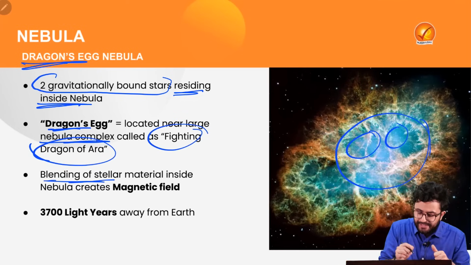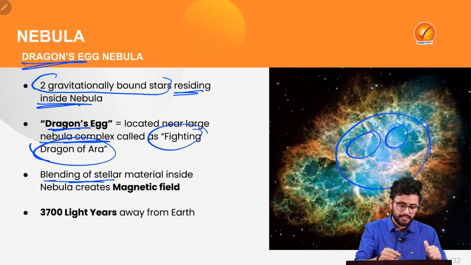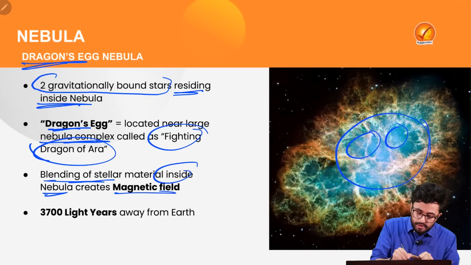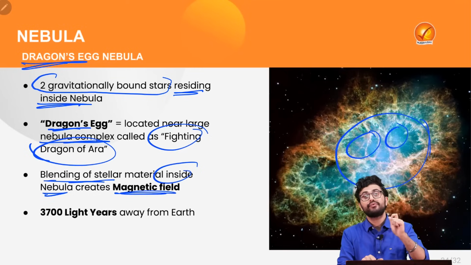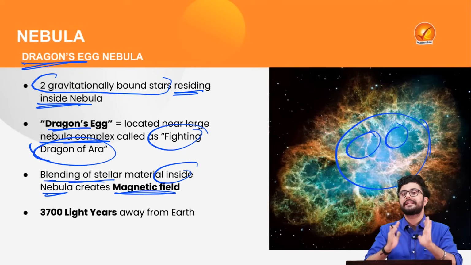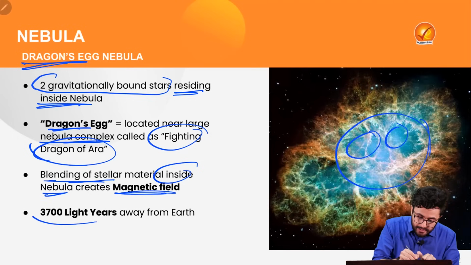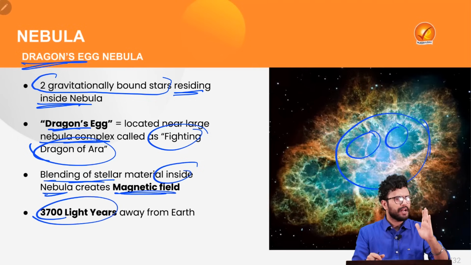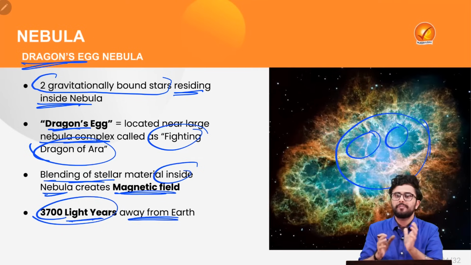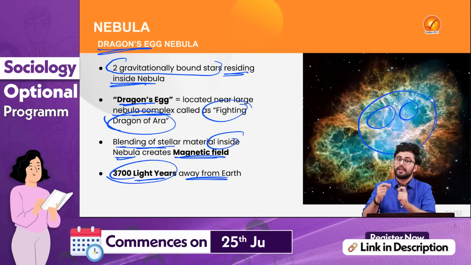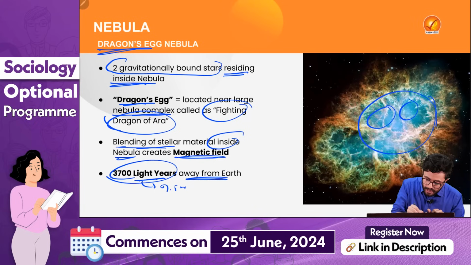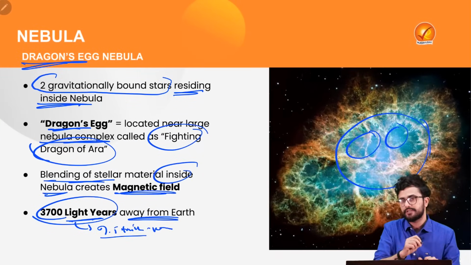Now, because of the blending of this stellar material, as we discussed earlier, inside the nebula, it actually creates a magnetic field. And this was the puzzle which astronomers were trying to figure out, because one of these stars has a magnetic field while the other star is completely devoid of it. This binary system is around 3,700 light years away from the Earth. A light year is a measure of distance, the distance which light covers in 1 year, which stands at around 9.5 trillion kilometers.